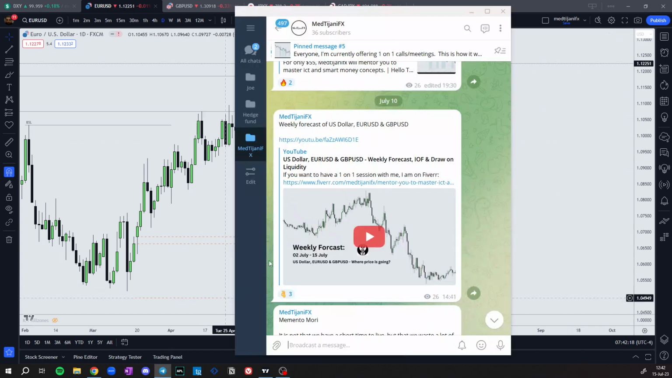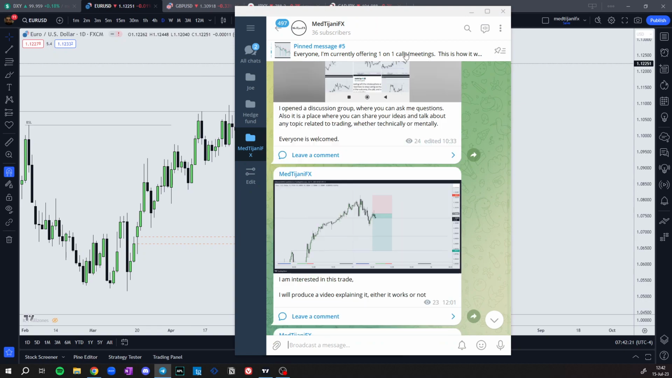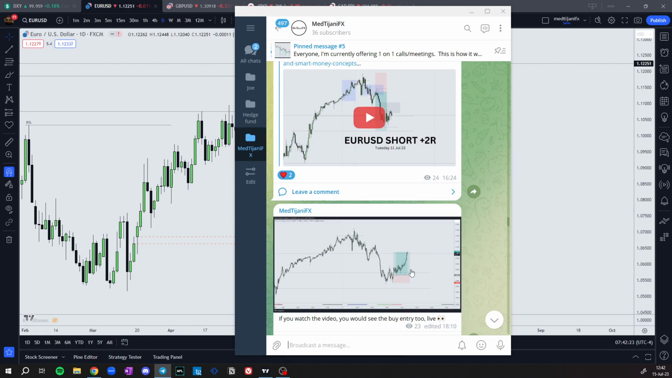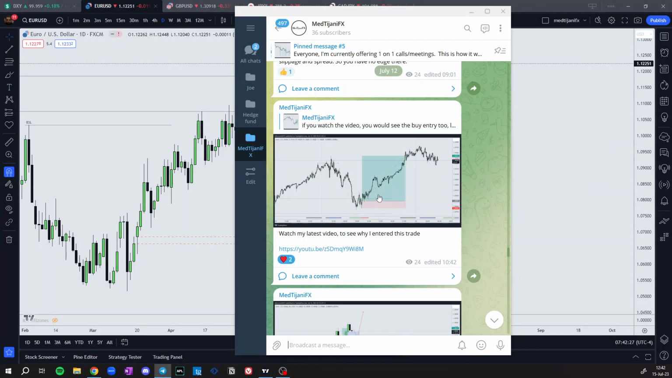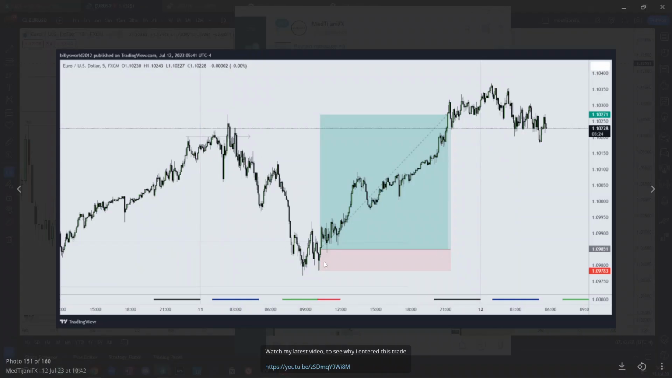On my Telegram channel, we have been calling the move that EU is going to be bullish right here, like this trade here. Price has dropped to a discount level, then price went higher, taking the London high, and it did continue bullish more than that.